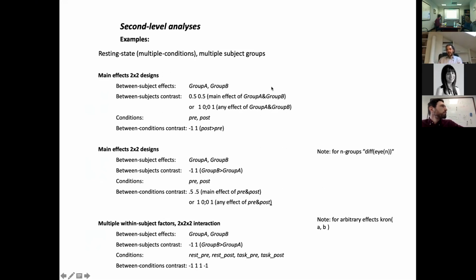It works exactly the same way as the contrast specification worked across groups. If you have a 2x2 factorial design within subjects, you would end up with four conditions, and you specify the contrast in this way. You end up with -1, -0.5, -0.5, 0.5 when you want to look at main effects, and -1, 1, 1, -1 when you want to look at the interaction within subjects.